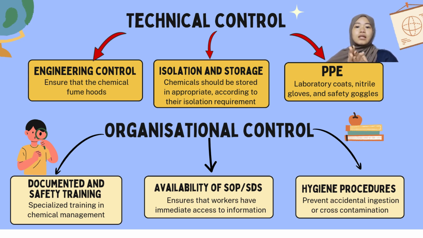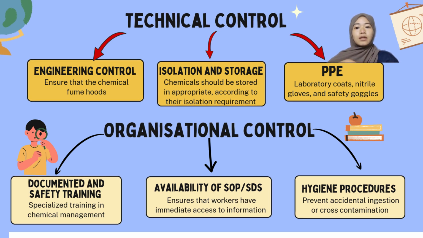Finally, within the technical controls, we have personal protective equipment, or what we call PPE. This is our last line of defense. The diagram reminds us that appropriate PPE, including laboratory coats, gloves, and safety goggles, must always be worn when handling chemicals, and that this equipment must be selected based on the specific chemical hazard.